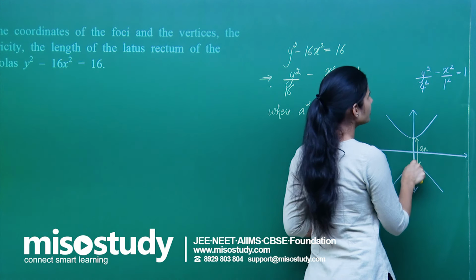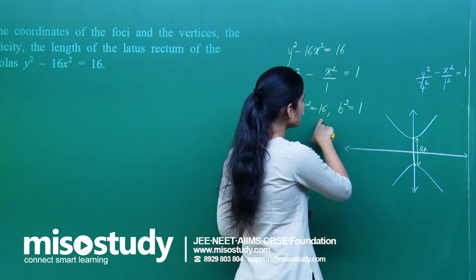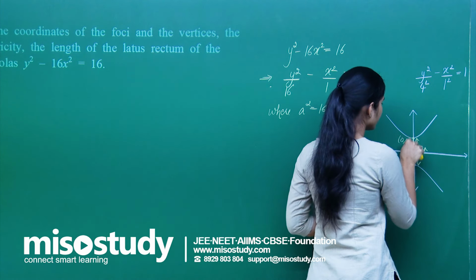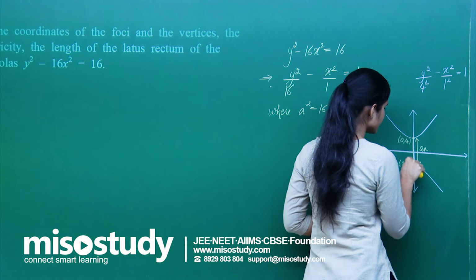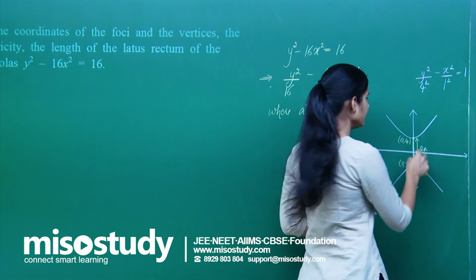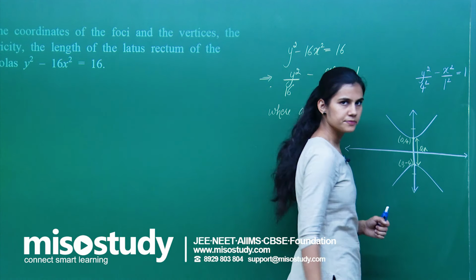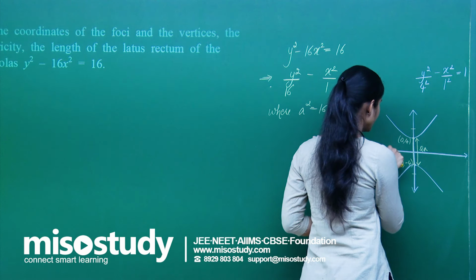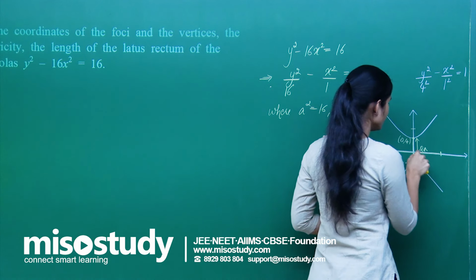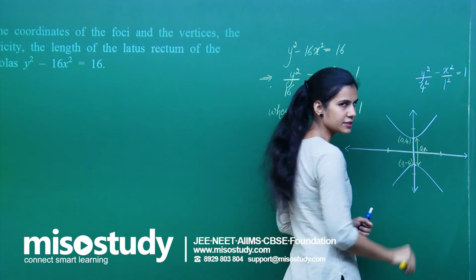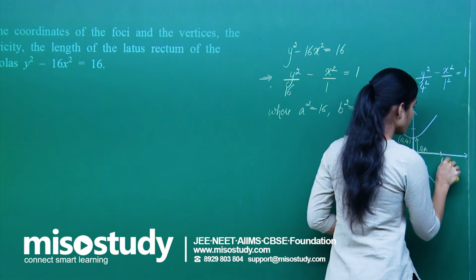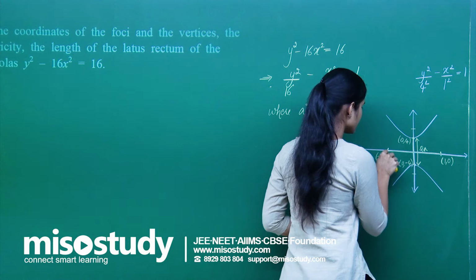So these points are going to have what? a² is 16, that means a is 4, b is 1. So this point is (0, a) and this is (0, -a). Fine. Here is your focus. The length of your conjugate axis is 2b. From here to here it is b, from here to here it is b. What is b? b² is 1², so b is 1. This is (1, 0). This is (-1, 0).